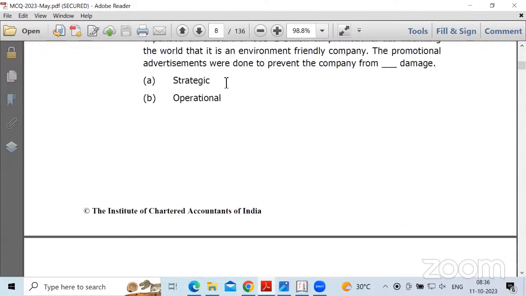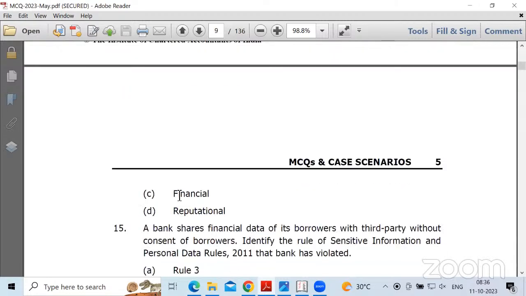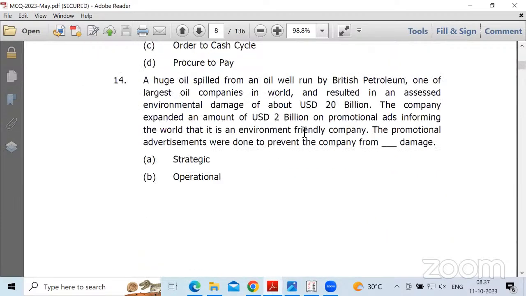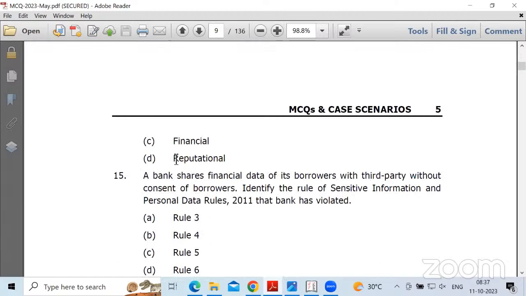See, what is strategic risk or damage? Wrong decision making. Operational is everyday activity, if there is some hiccup, it is operational risk. Whereas financial risk is any problem in the financial activities, investment, or using of funds, etc. Reputational will spoil the reputation of the company. So here they are trying to set right the reputational loss because they created some environmental damage. So it is reputational damage.